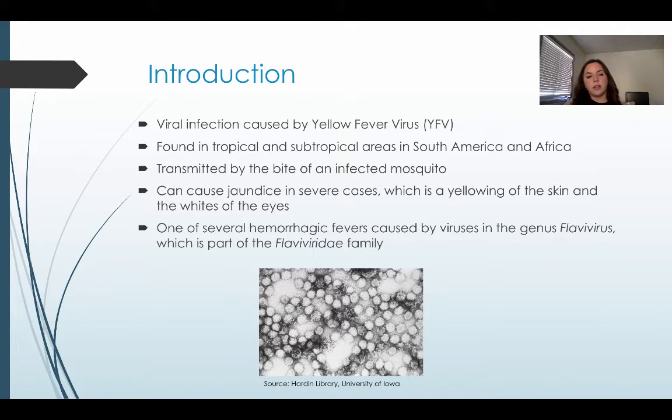The disease is one of several hemorrhagic fevers that is caused by viruses in the genus Flavivirus, which is part of the Flaviviridae family. Other viruses in this genus include dengue fever virus, Zika virus, West Nile virus, as well as the viruses that cause St. Louis encephalitis and Japanese encephalitis. And here at the bottom of the screen we have a photo of the yellow fever virus, an electron micrograph.